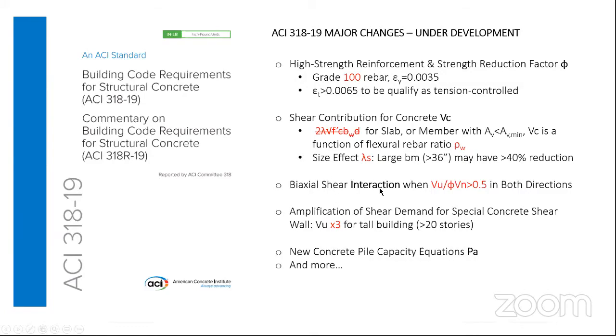The next one I want to talk about is that ACI now requires you to consider the biaxial shear interaction when your DCR or your UC is bigger than 0.5 in both directions. Previously in the code, you could consider the shear design in the X direction and Z direction separately, without any interaction. But in the new code, they require you to consider the interaction when the UC is larger than 0.5 in both directions.